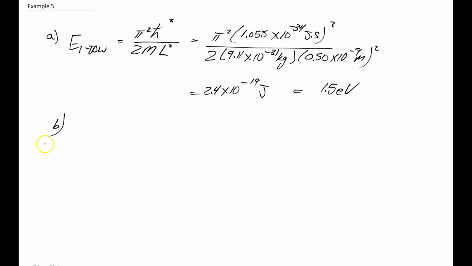For part B, we know that the potential energy is 6 times what we found in part A, so that equals 6 times 1.5 electron volts, or 9 electron volts.